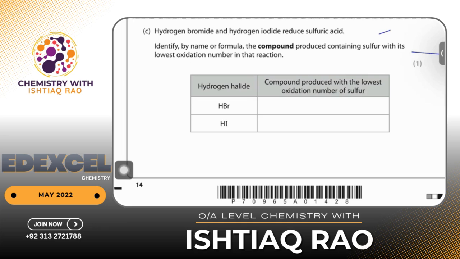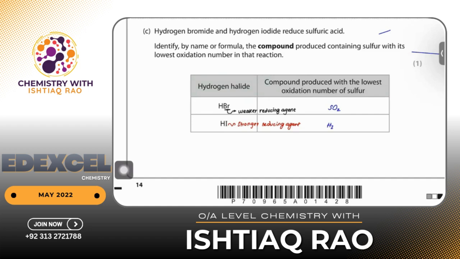Do you remember the reaction with HBr? With HBr, this is a weak reducing agent, a weaker reducing agent, so we get SO2. That's the only sulfur containing product we're getting. This is a stronger reducing agent. So this is going to be sulfur dioxide, and this one with the lowest oxidation number is going to be H2S, in which the sulfur is -2.